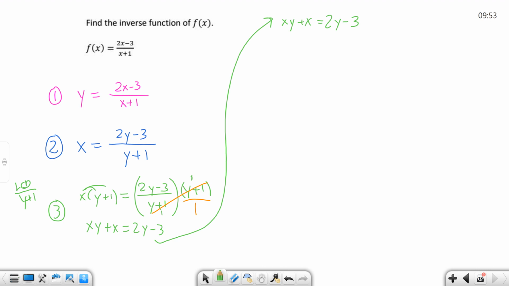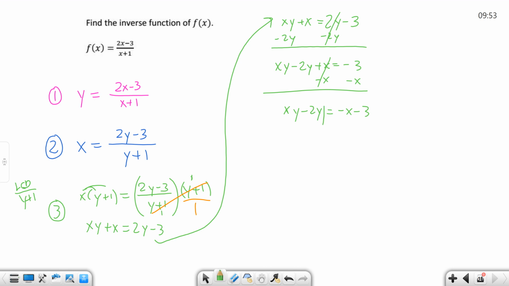And so here, I need the y's on the same side. It doesn't matter which way you move things. However you want to move it, I'm going to move this 2y over here. And if I do that, that cancels, and I get xy minus 2y plus x equals negative 3. But I don't want this term over here because it doesn't have a y in it, right? So I get rid of that, move it over by subtracting, equals negative x minus 3 or negative 3 minus x, however order you want to put it in.